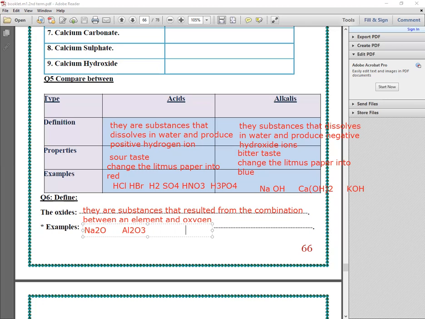But non-metal oxides like what? Like carbon dioxide, CO2, and sulfur trioxide, SO3. They are non-metals. Sulfur or carbon, they are non-metals reacting with oxygen. But Na and Al, they are metals reacting with oxygen. So these are metal oxides, but carbon dioxide and sulfur trioxide are non-metal oxides.